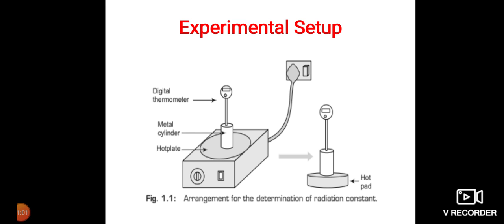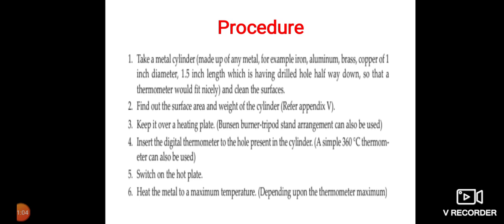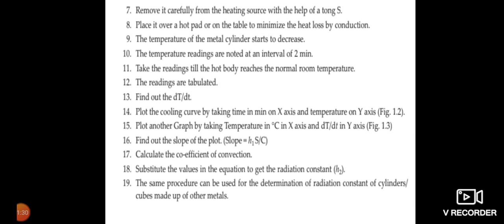Next, the procedure I already told you what we are going to do. The same things are here. The first step is to measure the metal weight. The second step is to find out the surface area and weight of the cylinder. Third step, keep it over a heating plate. Fourth step, keep a digital thermometer. Fifth, switch on the hot plate. Sixth, heat the metal to maximum temperature. Seventh, remove it carefully from the heating source with the help of tongs. Eighth, place it on a pad.